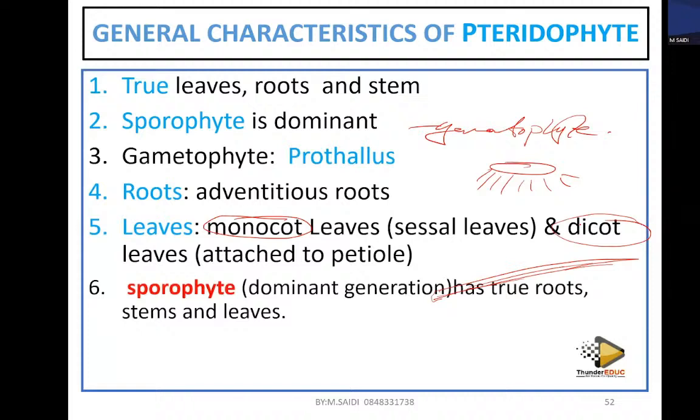Then the sporophyte is the dominant generation. We have seen it. And it has true roots, true stems, and true leaves. It needs water for reproduction. It means that even this one still has that primitive characteristic of needing water to be present for its reproduction to take place. So it requires water for reproduction to take place.